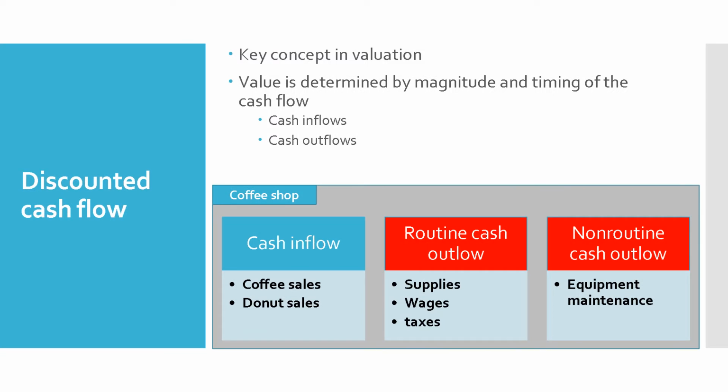Discounted cash flow analysis is a key concept in valuation. The idea behind this method is simple. The value of an investment is determined by the magnitude and the timing of the cash flow it is expected to generate. For example, let's assume you invest in a coffee shop. The coffee shop generates cash inflows like coffee and donut sales and cash outflows like supplies, wages, and taxes. Moreover, there are also non-routine cash outflows like equipment maintenance when needed.